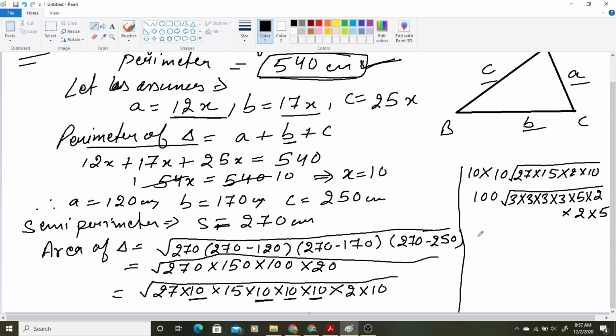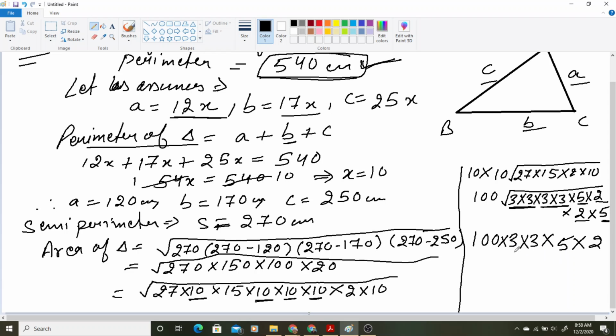Okay, so now 100. Now just see, this 3 is forming a pair with the 3, so we will write 3. Then this 3 is forming a pair with this one, so we will write 3. This 5 is forming a pair with this one, we will write 5. This 2 is forming a pair with this one, we will write 2. So that means we have everything outside the root. There is nothing left inside the root, so we will be multiplying.